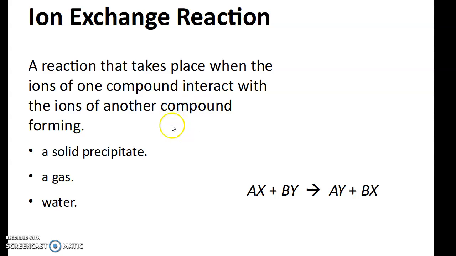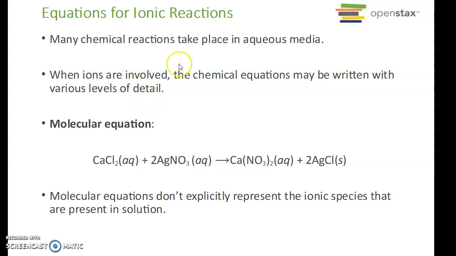Going on to ion exchange reactions, this takes place when either a solid precipitate, a gas, or water is formed. So you have the interaction of one ion with another one, where something is removed from the solution, from the ionic equation. Many chemical reactions take place in aqueous medium. When ions are involved, the chemical equations may be written at various levels of detail. This molecular equation is calcium chloride in water, 2 silver nitrate in water, calcium nitrate again in water, and you have a precipitate forming of silver chloride.